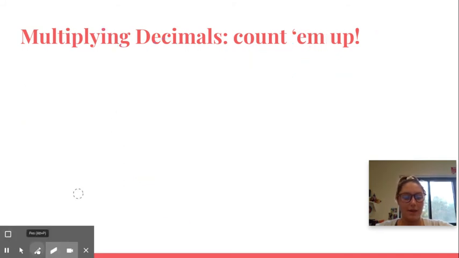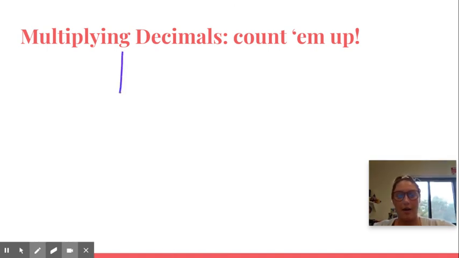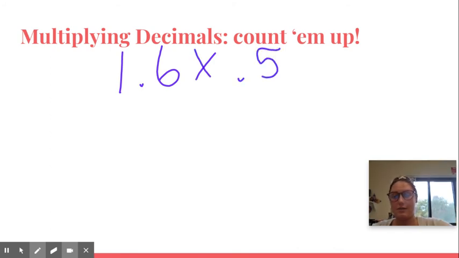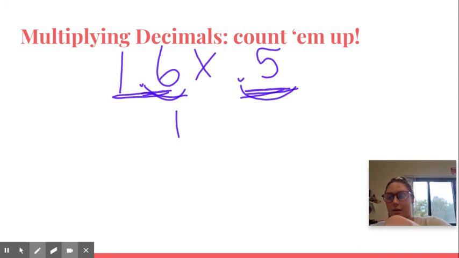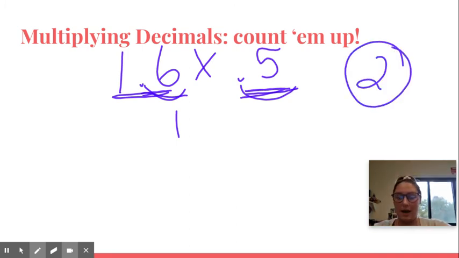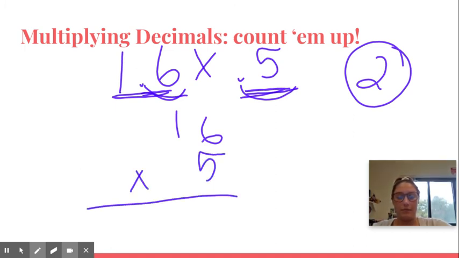Now it's the same thing if we're multiplying 2 decimal numbers. So I have 1 and 6 tenths times 5 tenths. Let's think about this. This is kind of close to 2. This is a half. We're going to go ahead and set it up. We have 2 decimal points, 1 here, 1 here. So we have 2 spaces past the decimal that we have to remember.